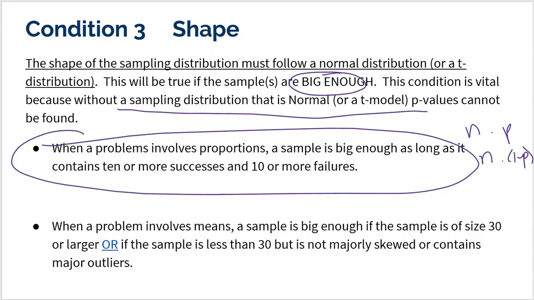In unit 7, remember, to be big enough when you're working with means, you need your sample size to be 30 or larger. That makes it really nice. Or, don't forget, we've gone over this several times, if your sample is less than 30, you are still okay to proceed with a t-model as long as your data has no major outliers or major skewness.